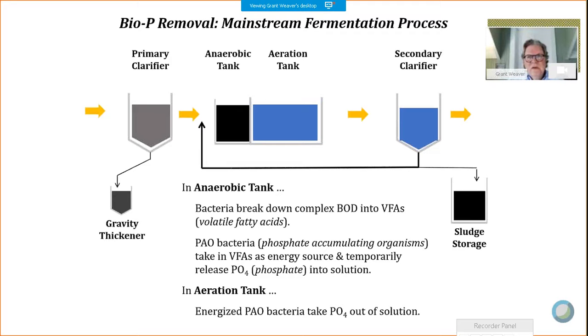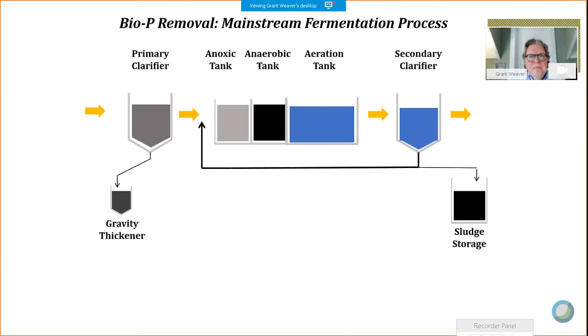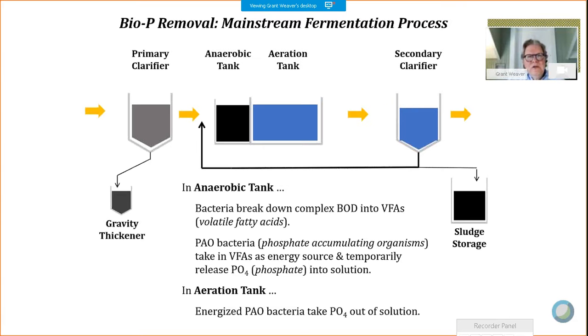So pretty low numbers can be realized through this process. And there's a number of facilities that are designed this way that are getting consistent effluent phosphorus of the 0.2 to 0.4 range.